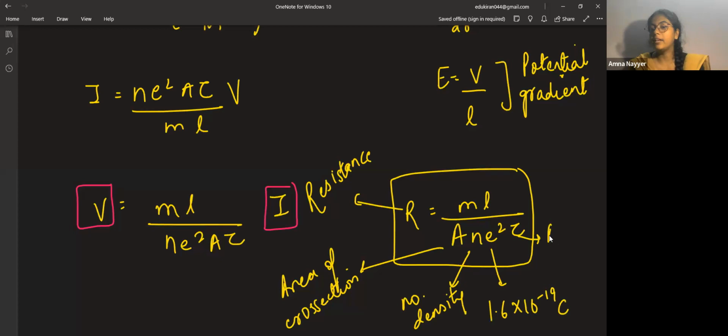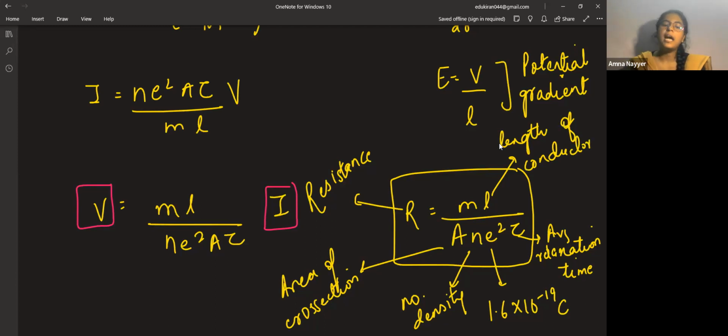Tau, entire derivation we did, is the average relaxation time. L is what? L is the length of the conductor. How much is the length of the conductor through which electrons have to drift and cross? So this is the length of the conductor. And M is the mass of the electron. Mass of one electron, 9.1 into 10 to the power minus 31 kg.